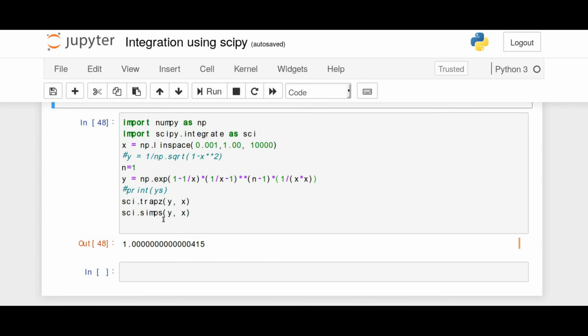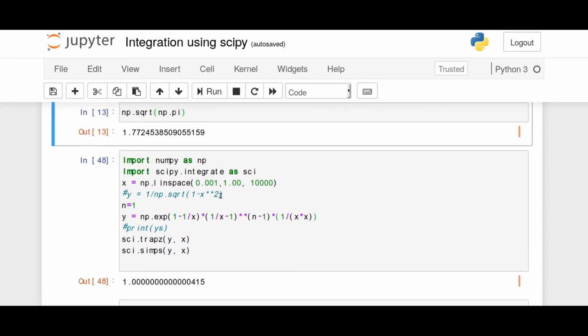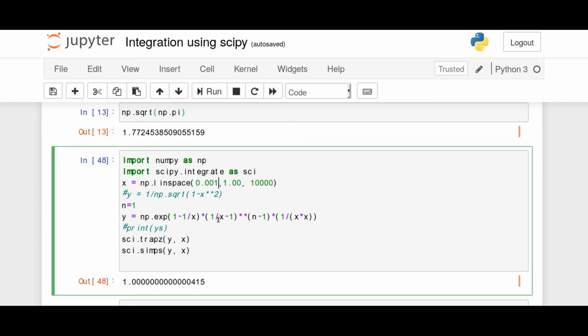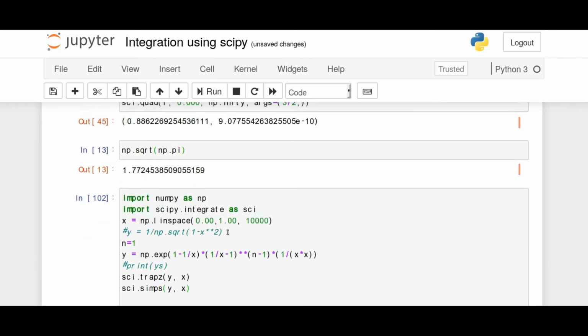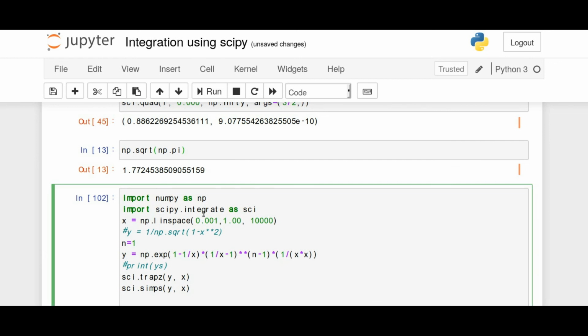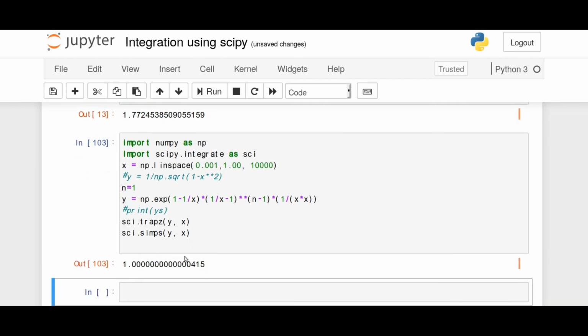If you calculate using the trapezoidal and Simpson's rule, you have to change the limit, because at the 0 value there is a zero division error, I think. I am making it a smaller change from 0, and it gives almost the same value. It is the gamma function, I think.